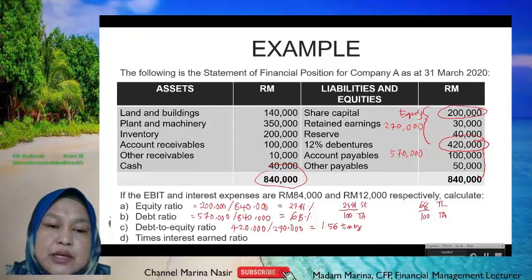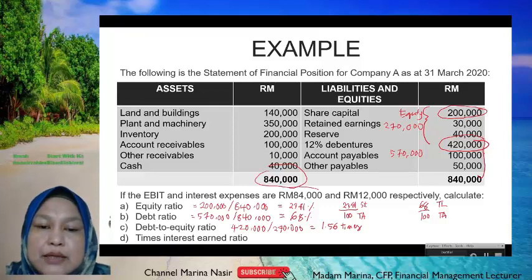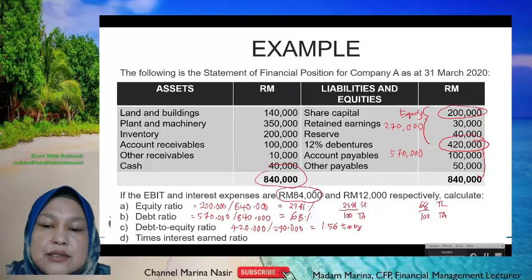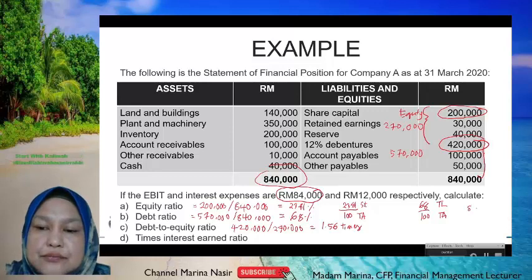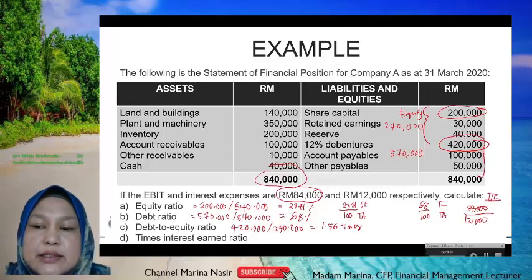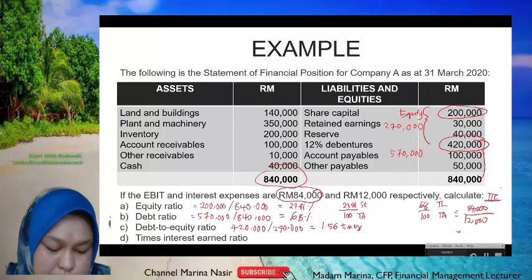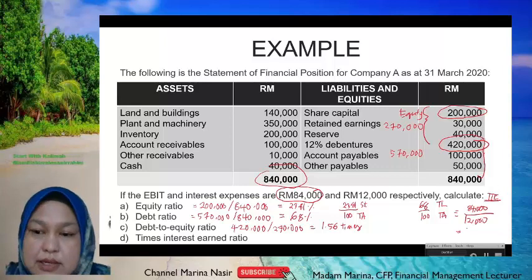EBIT is already given for you, 84,000. So 84,000 divided by interest expenses 12,000. Okay, this is all for calculating time interest earned. What is our answer here? We get 7 times.